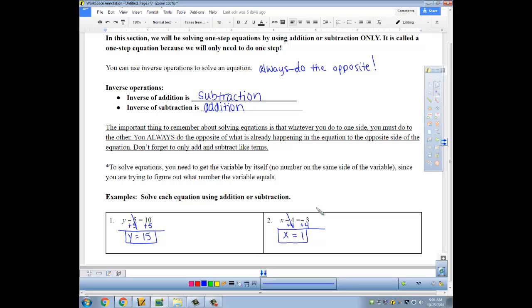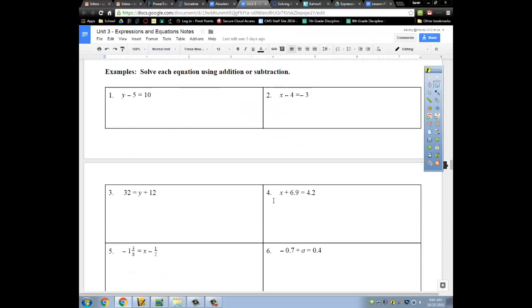I need to see your work on this. There are some people who just plug in numbers and see what works. That is going to be an awful strategy once you get to algebra. So don't do it. Moving down.